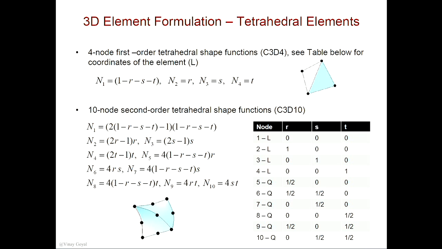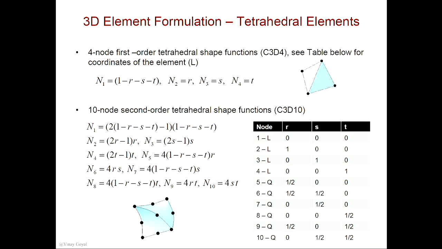A tetrahedral element is a C3D4 element. The shape functions are very quick. You can write them out: 1 minus r minus s minus t, r, s, t. And those are the coordinates of the element. So there you go.